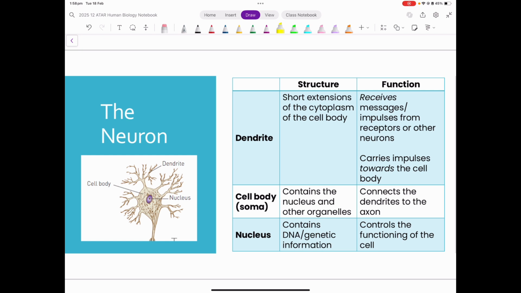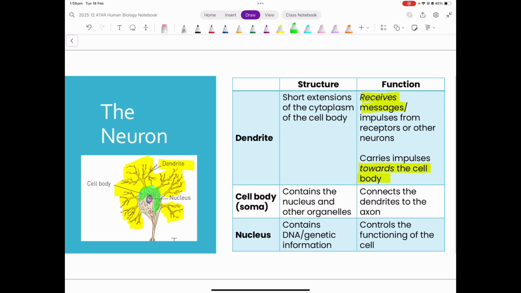So to start off, dendrites. Dendrites are these short little extensions that are coming out of the cell body of the neuron itself, and their job is to receive messages or impulses from other neurons. Now, their job, after they've received that message, is to carry the impulse toward the cell body. And the cell body is what I'll highlight in green here.